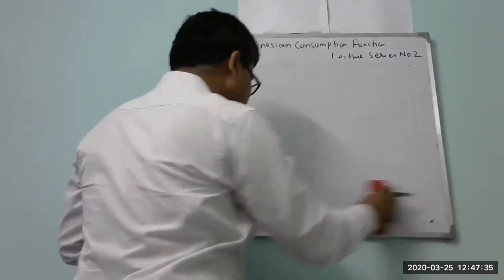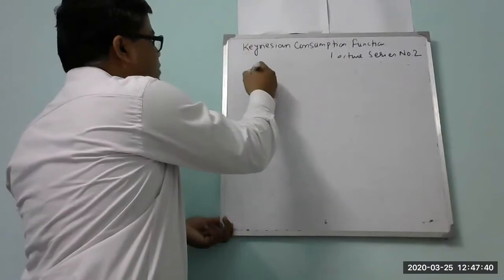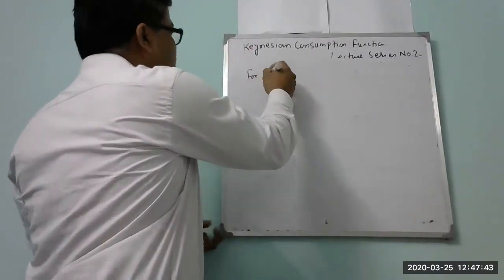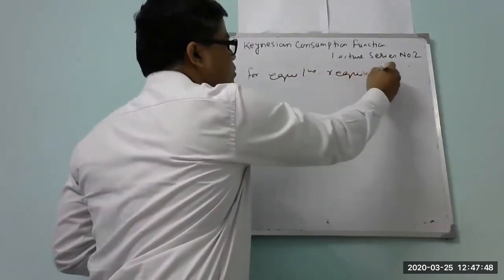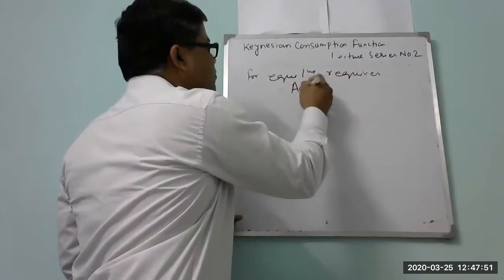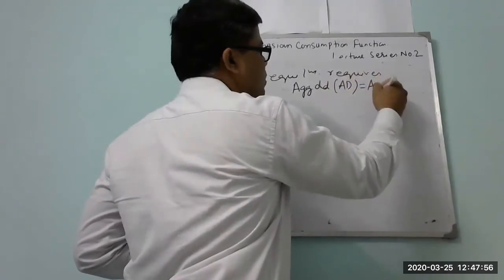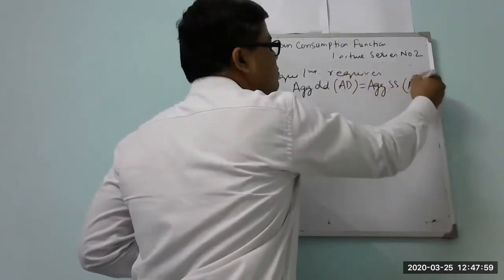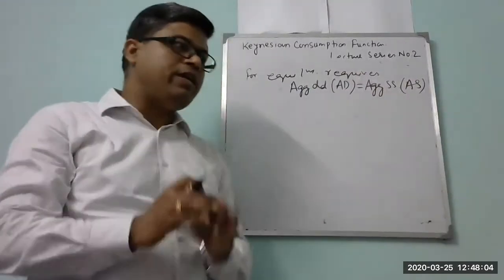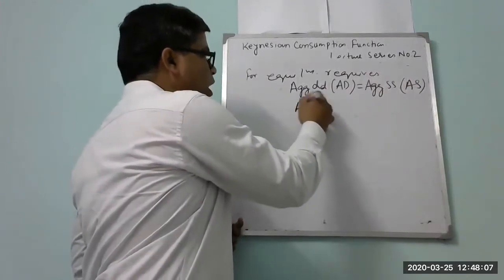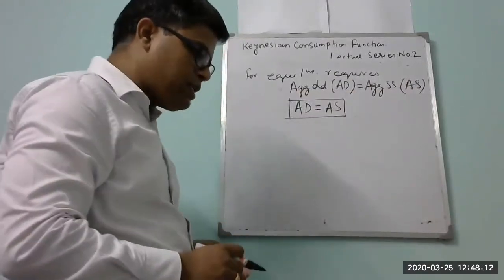Now for equilibrium, what does equilibrium require? For national income equilibrium, aggregate demand should be equal to aggregate supply. So equilibrium requires aggregate demand to be equal to aggregate supply, that means AD equals AS.